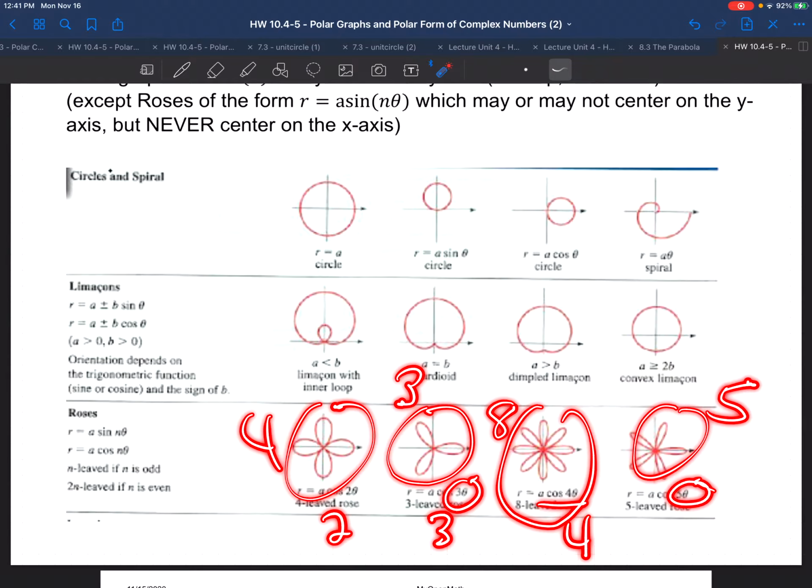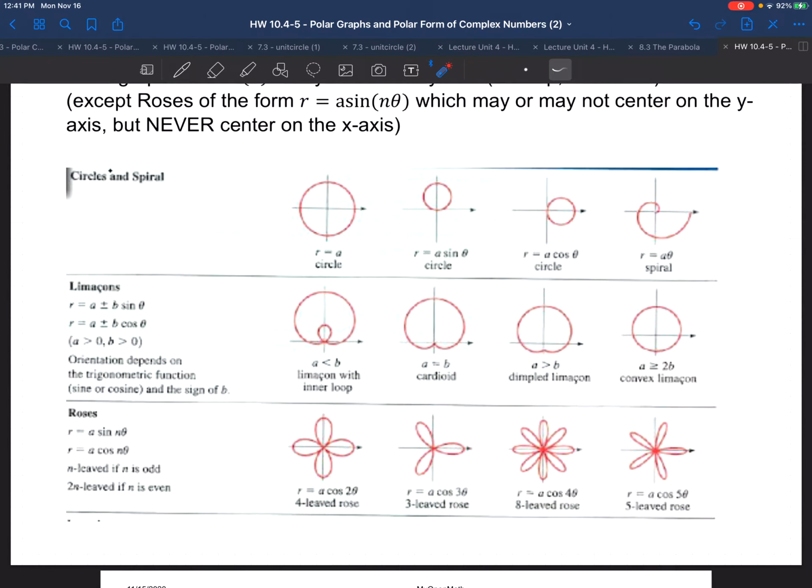So see how the odd numbers, that's the exact number of leaves you have. If you have 5 theta, you're going to have 5 leaves. 3 theta, you're going to have 3 leaves. But if it's even, it's going to double. If you have 2 theta, you have 4 leaves. 4 theta, you have 8 leaves. So that's what these examples are showing you down here. That's what it says over here. You have double if they're even, same number if they're odd.